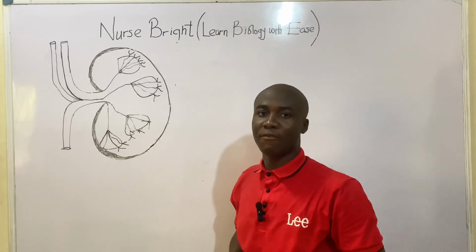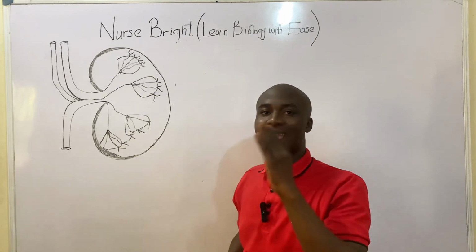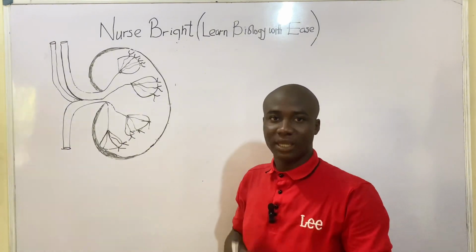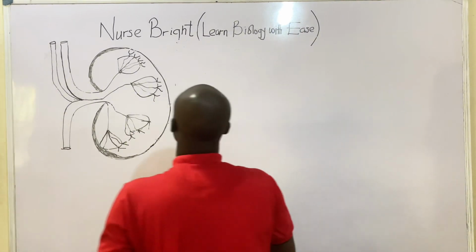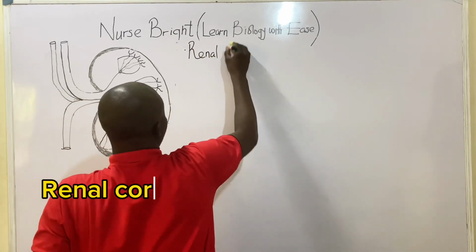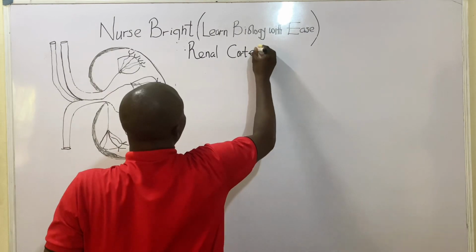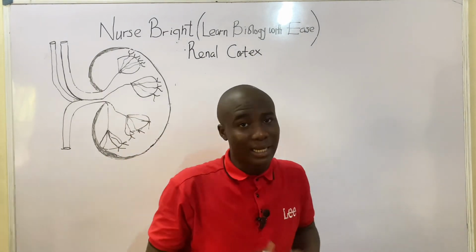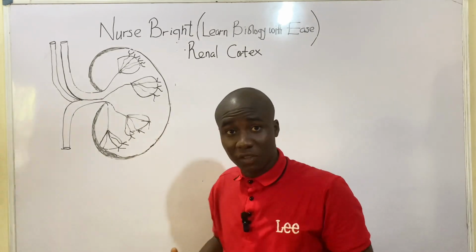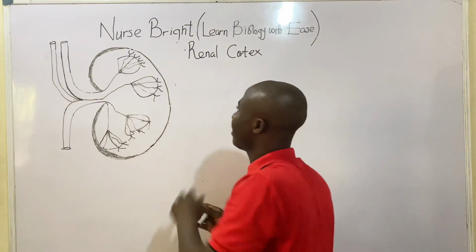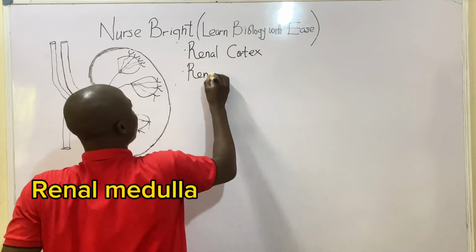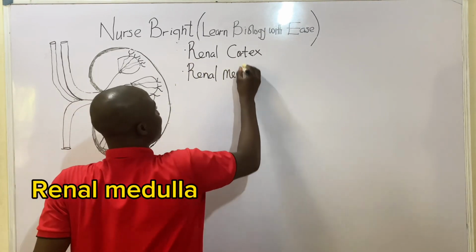Now it must be noted first that the kidney is divided into two regions. The first one is what we call the renal cortex, and anytime we are discussing the kidney, we use the word renal. So the first region of the kidney is called the renal cortex, while the other region of the kidney is called the renal medulla.